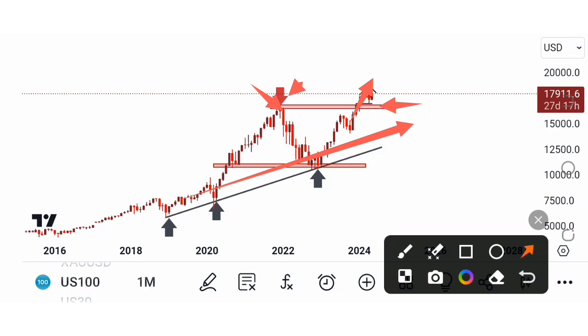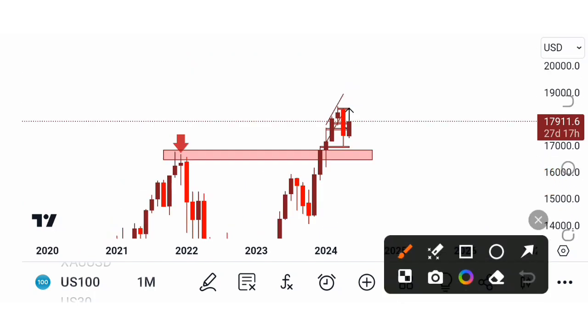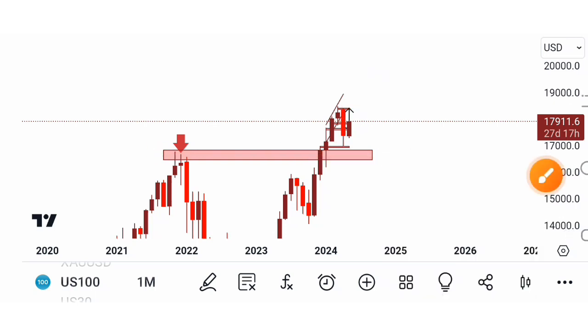And I was anticipating a retest, which we got. As you can tell, with this particular candlestick in April we got that retest. So now, because we have got that retest, I do believe the market should continue to create new higher highs and new higher lows.